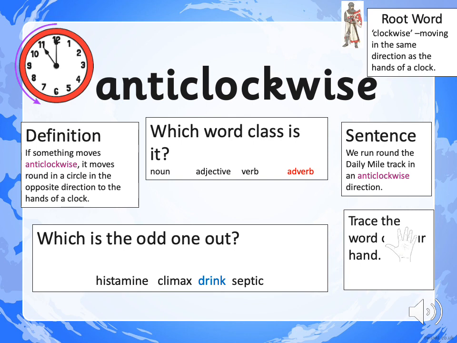Which is the odd word out? The odd word out was drink, because the other 3 words you can add the prefix anti to them to make a new word. Antihistamine, which we take to combat hay fever. Anticlimax, when something is not as exciting as you thought it was going to be. Antiseptic, something that we use to clean a cut to fight bacteria. Anti-drink, I've never heard that word.